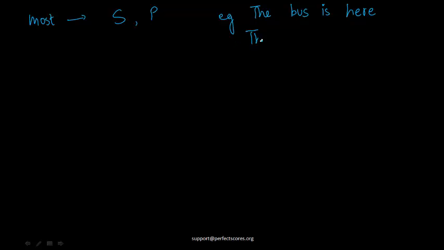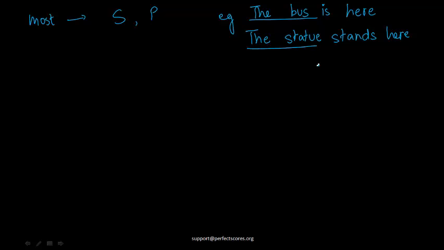Now most of the times, mostly, the subject comes before the predicate. For example, the bus is here, or the statue stands here. So what is the subject of the first sentence? The bus. What is the subject of the second sentence?